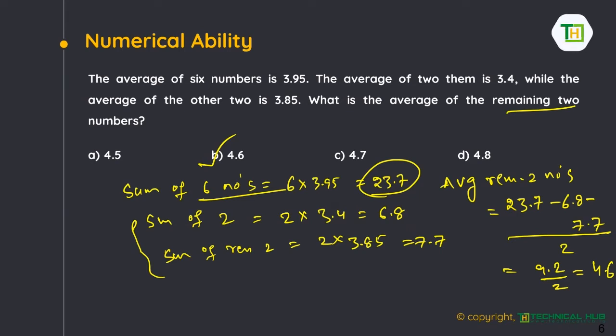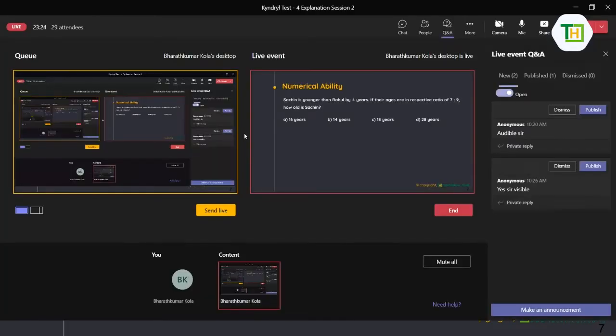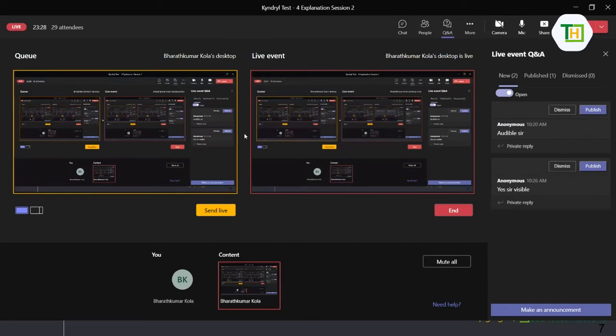23.7 minus 6.8 minus 7.7 divided by 2. 4.6 is the average. Option B. Next question.